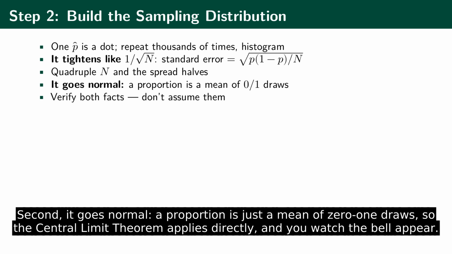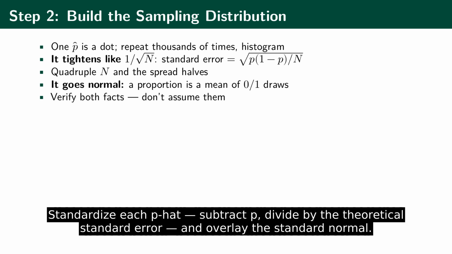Second, it goes normal. A proportion is just a mean of 0, 1 draws, so the central limit theorem applies directly, and you watch the bell appear. Standardize each p hat, subtract p, divide by the theoretical standard error, and overlay the standard normal.